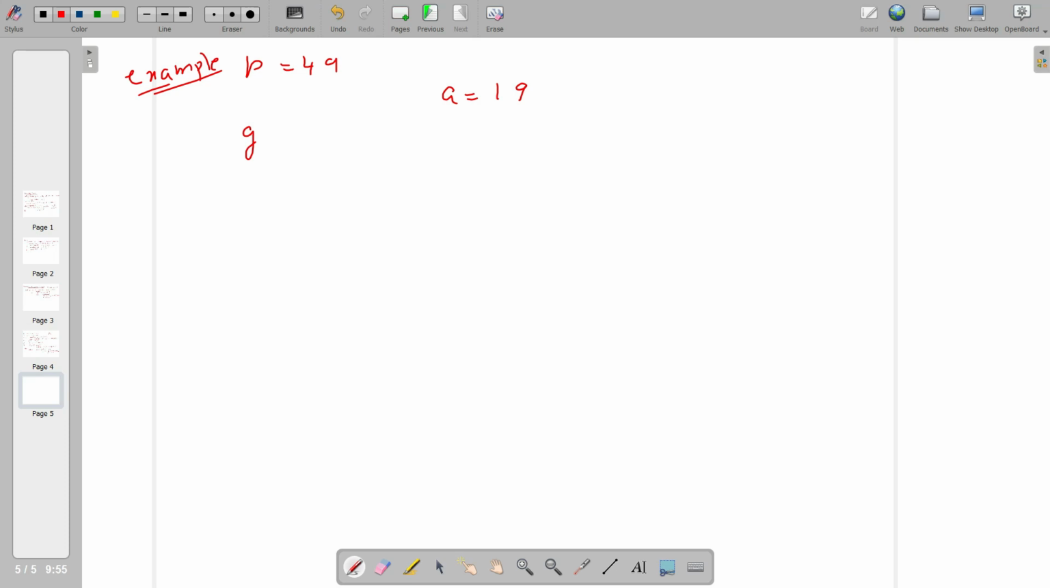Now GCD of A and P. How can we calculate GCD of A and P? We can calculate it with the help of the extended Euclidean algorithm. This we have already done in previous lectures. So GCD of A and P should be 1. Yes, GCD of A and P is 1. So it means A to the power P minus 1 is congruent to 1 mod P. The GCD of 49 and 19 comes out to be 1.